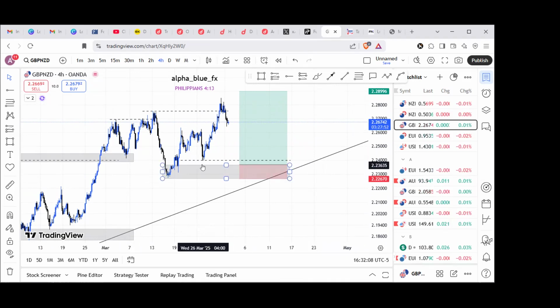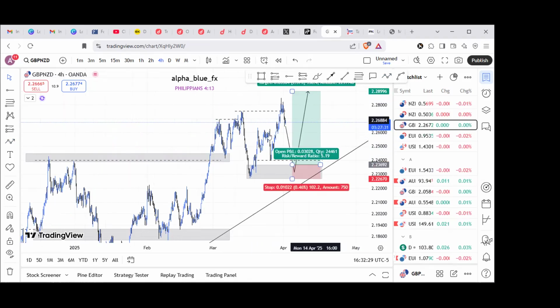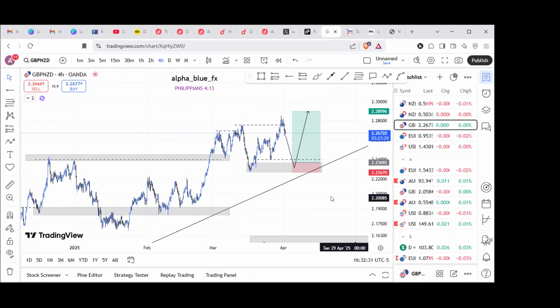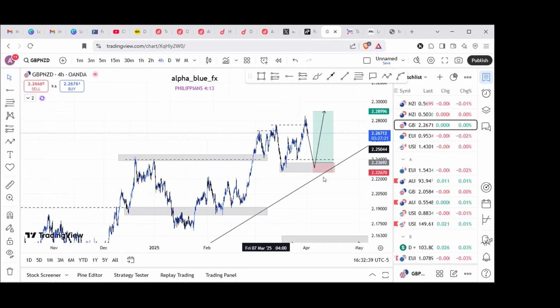So in this case, where is the inducement? This is the inducement. I'm expecting that if price comes back into this place, it will sweep this inducement. Once it takes this inducement, it will tap into this area of demand or order block, or whatever you want to call it. And then we'll get that buy. This is what I expect on GBP NZD. As a matter of fact, the way I trade now, if I don't see inducement liquidity, I'm not taking that trade. Do you understand?